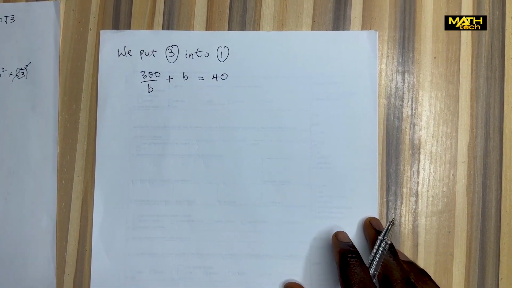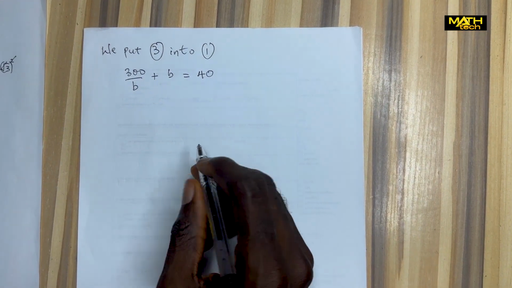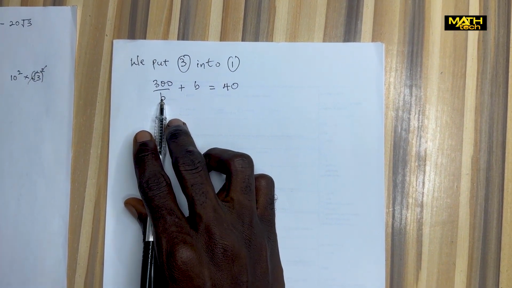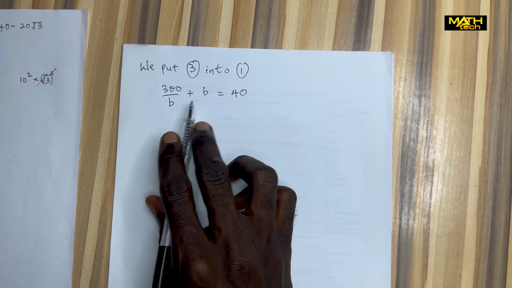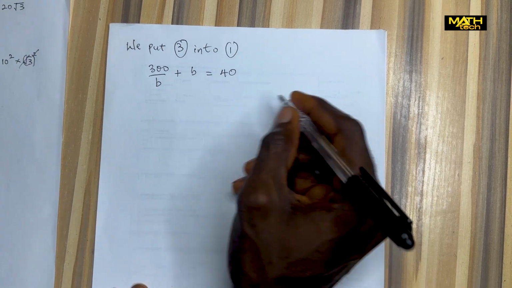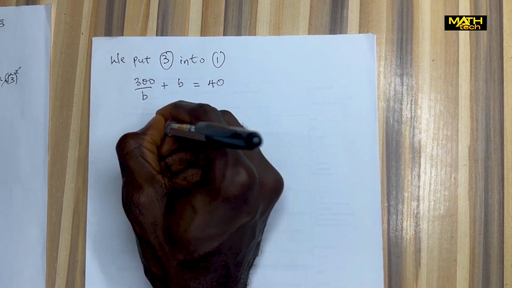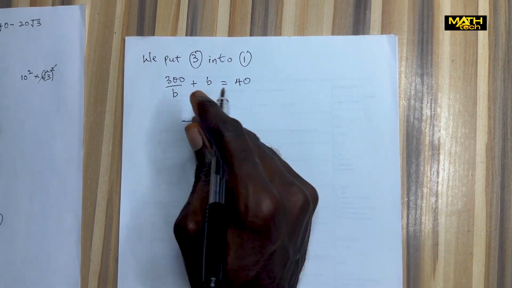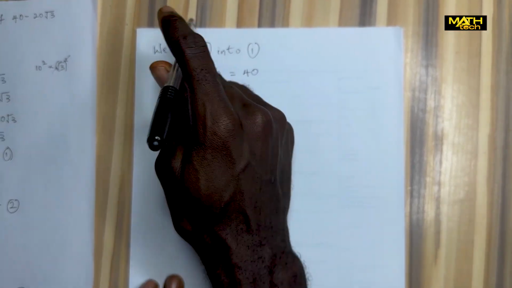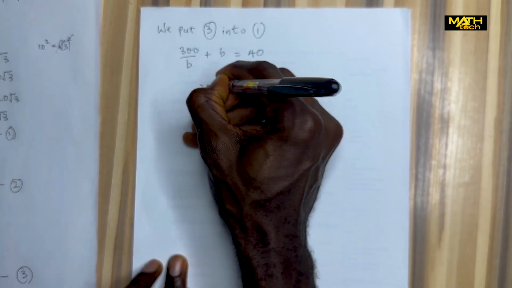So we solve this from this point. Now we see that this is a fraction and this is a whole number. So we have to look for the LCM of this plus this. So we'll have the LCM to be B. So B cancels B. We have what? We have 1, and 1 times 300 gives us 300.